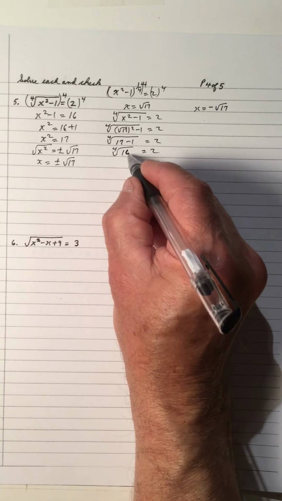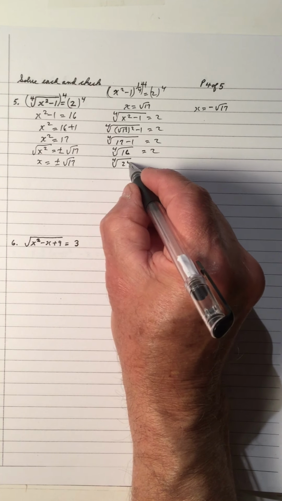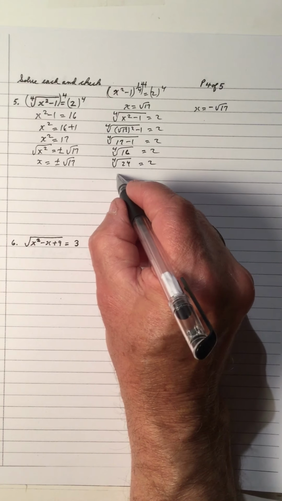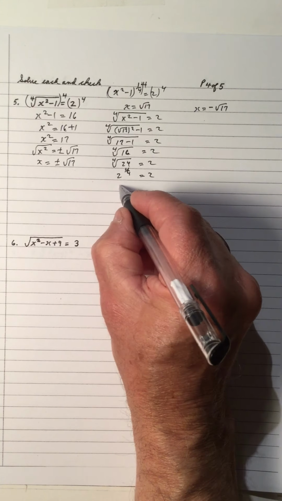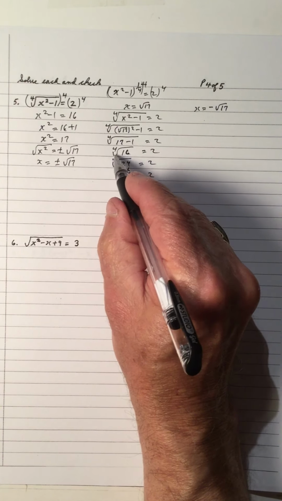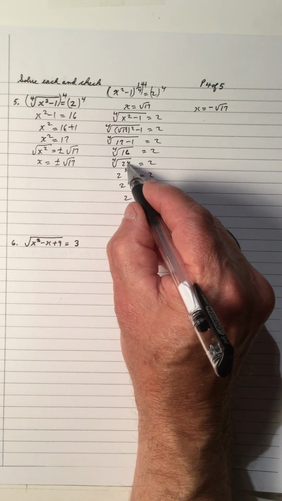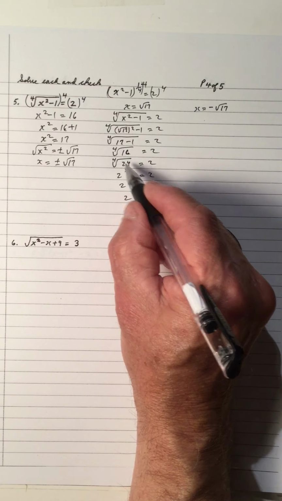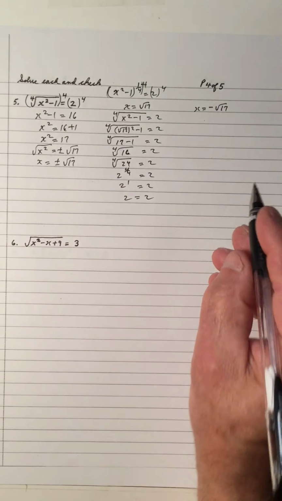4th root of 16, or we could, 16 is 2 to the 4. And that's 2 to the 4 over 4, which is just 2 to the 1. Or you could have just said the 4th root of 16 is 2 right away. But I just wrote 16 is 2 to the 4. 4 over 4, changing the radical to an exponential, you get the 1.